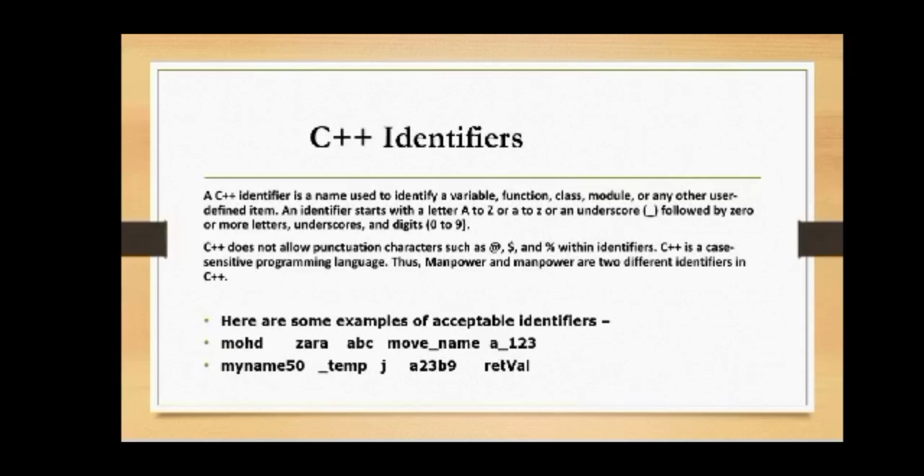C++ does not allow punctuation characters such as at, dollar, and percent within identifiers. C++ is a case-sensitive programming language. Thus, Manpower and manpower are two different identifiers in C++.